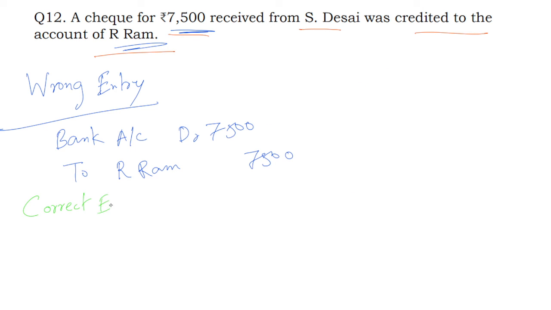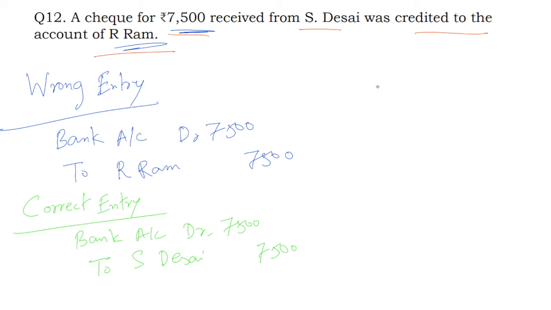The correct entry will be bank account debit to S Desai 7,500. So this is the wrong and right entry. Now share your answer, share the rectification entry. I think there is nothing left here. What will be the rectification entry? Others, please share in the chat section.